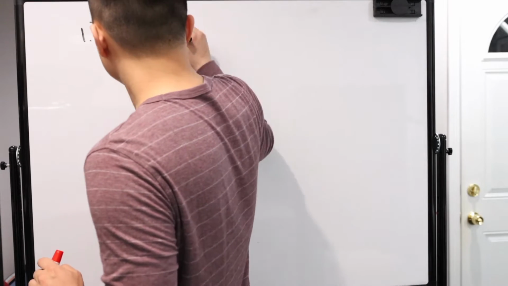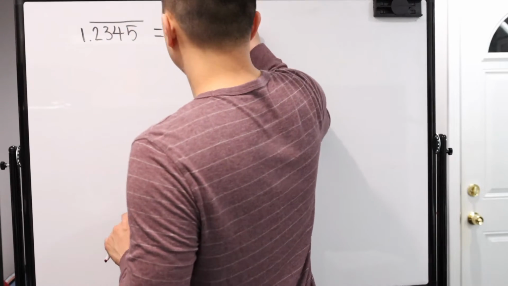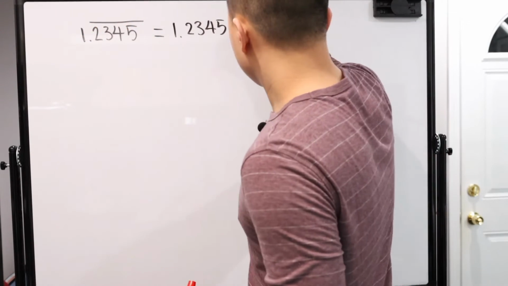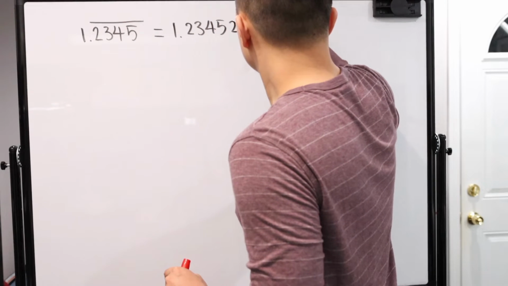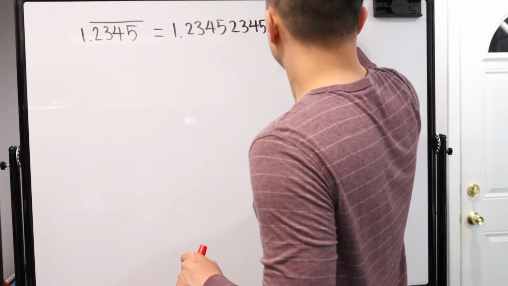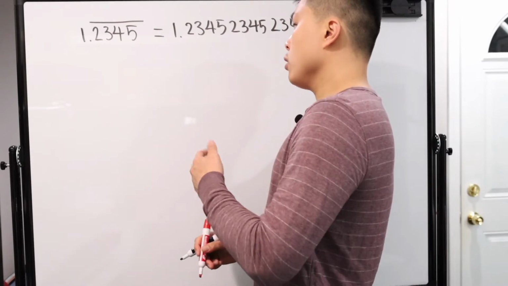So basically what this is is 1.2345, and wherever the bar is, it's just going to continue repeating. 2, 3, 4, 5, 2, 3, 4, 5, and so on. Okay, cool. So, what do we do?